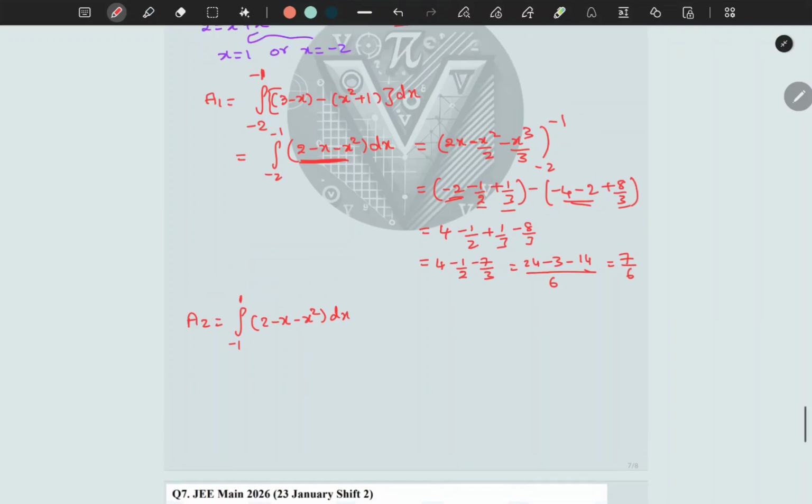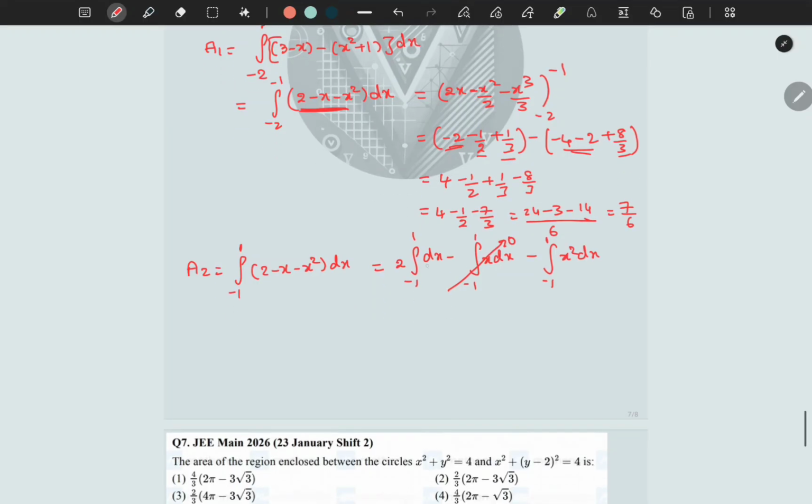So here, if we are aware of the properties, we can simplify the calculation. So we can write this as 2 times integral -1 to 1 dx minus integral -1 to 1 x dx minus integral -1 to 1 x square dx. Of course, this is an odd function, so this value should be 0, right? And here we can simply write this as 2 times x, and the limits are from -1 to 1, and this will be minus x cube divided by 3, limits from -1 to 1.